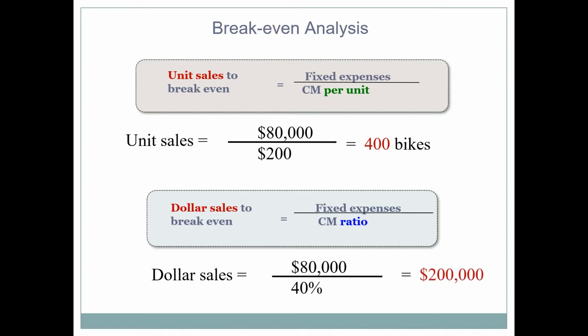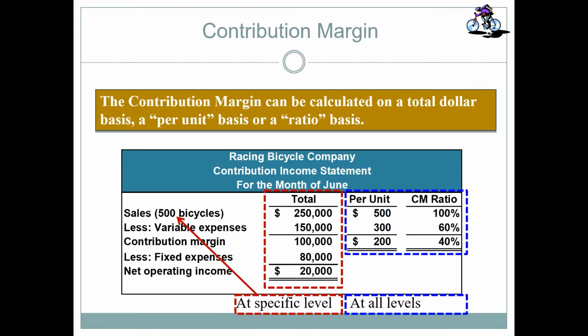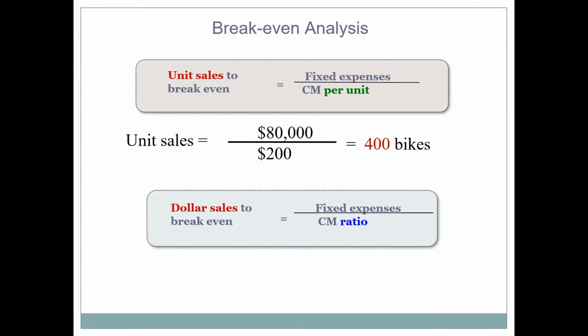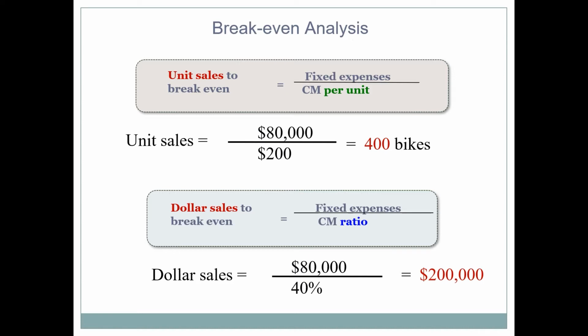Now I can think about this, and this is exactly the same information, just presented in a different unit, when we talk about dollar sales to break even. Dollar sales to break even is fixed expenses divided by the contribution margin ratio. So that's $80,000 divided by 40%, where 40% is the ratio of what's left over after I account for variable expenses. So we flip back to this, and we can see $200 is my contribution margin per unit, and 40% is my contribution margin ratio. Ultimately that means I need to raise $200,000 worth of revenue from selling my bikes in order to cover all my expenses and keep the lights on.